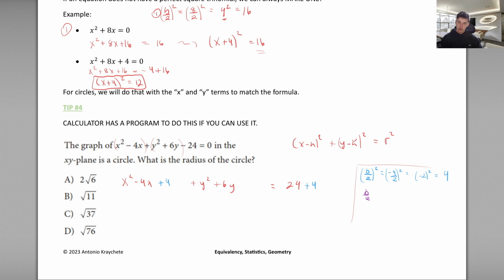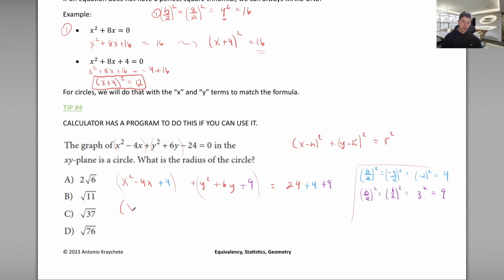So let's do b over 2 squared for the y. So that's 6 over 2 squared. So that's equal to 3 squared. That's equal to 9. Alrighty, so 9 here and 9 here. So now we can do the perfect squares. We just created 4 and 9 out of nothing. That's why we got to add them to the right side as well. And we're creating 4 and 9 out of nothing to make perfect squares.